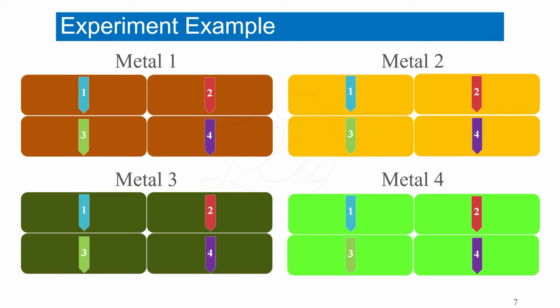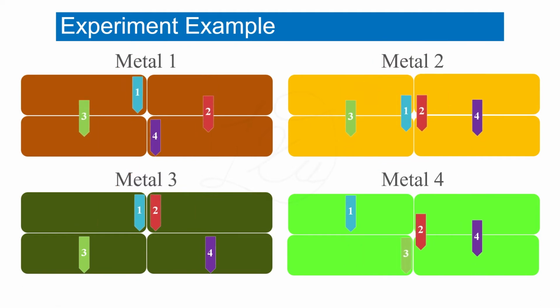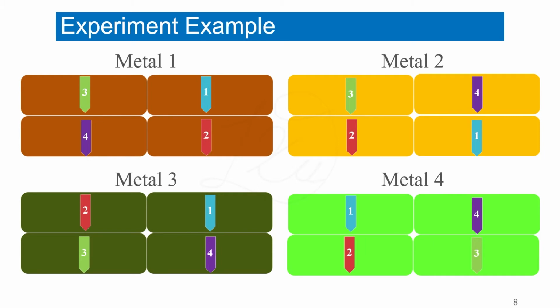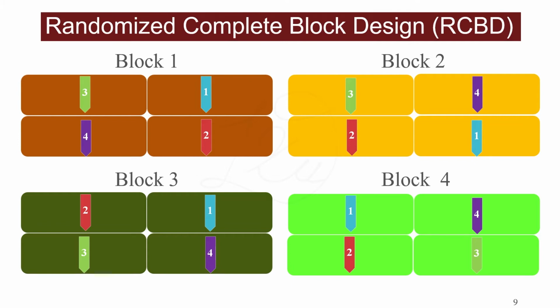Now we have 4 blocks. The 4 blocks are essentially different types of material to be tested. Of course, we will randomize which piece of metal within a block to be assigned to which tip, and also randomize the test sequence within each block. This is called a randomized complete block design.